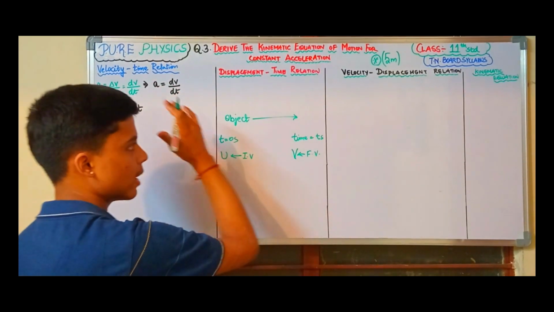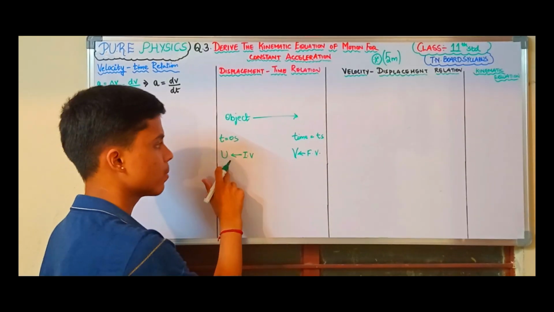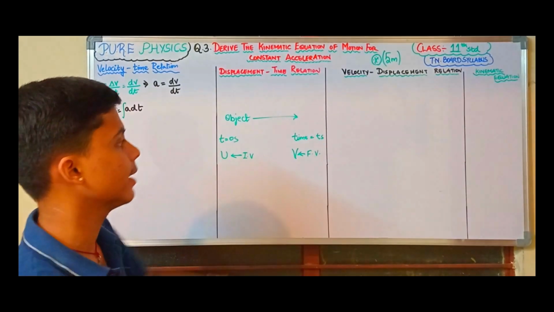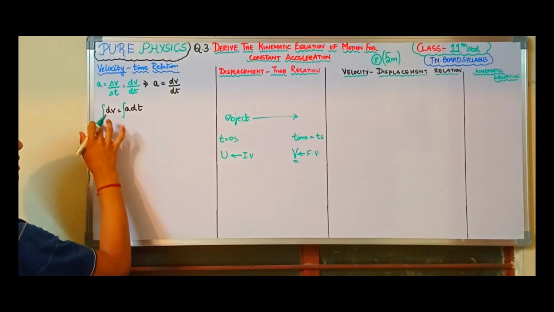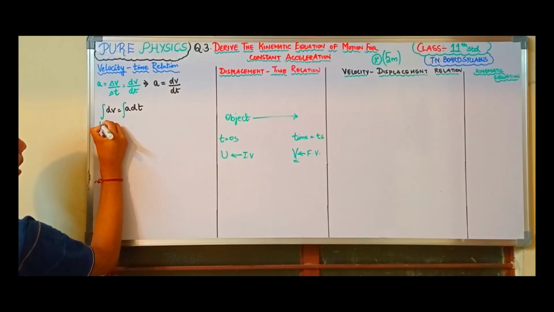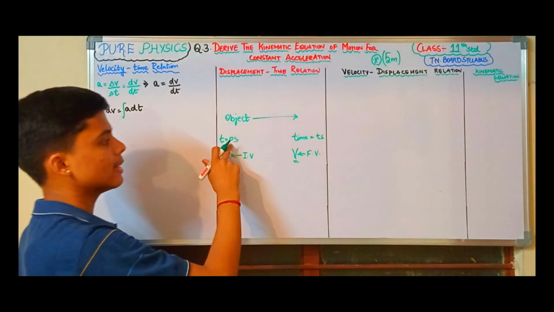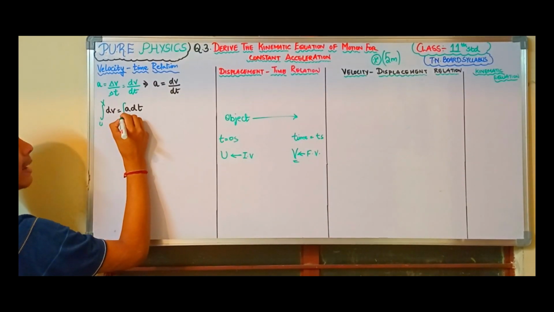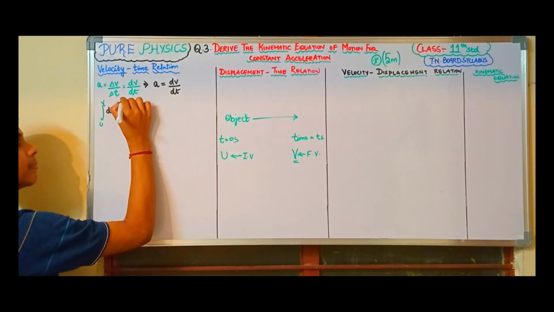So an object is moving along a straight line. At time t equal to 0, my initial velocity was represented by u, and the final velocity of the object moving in a straight line is represented by v. So the integral related to dv will have a limit from initial velocity to final velocity, and the time interval is 0 seconds to t. So my integration limits for the integration of a dt will be 0 to t.